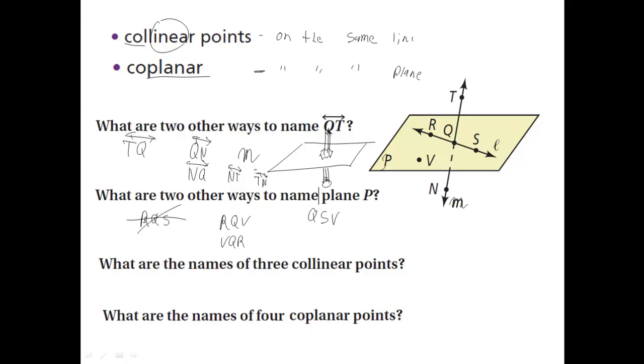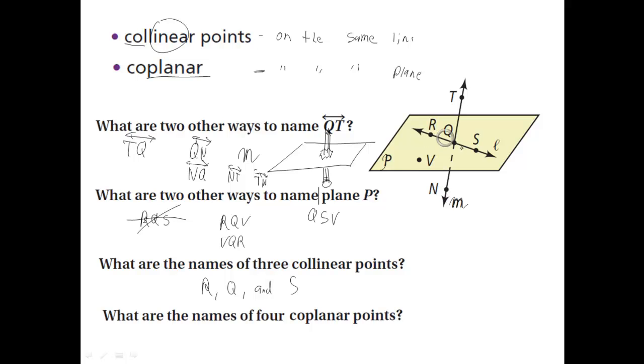They're only asking for 2. What are names of 3 collinear points? Well, let's see. We have R, Q, and S. So R, Q, and S. Notice I separated them with commas because I want to distinguish between when we're naming a plane and when we're saying this point, and that point. If we're looking at 4 coplanar points? Well, you can't say R, Q, S, and T because T's sort of above the plane, or R, Q, S, and N.